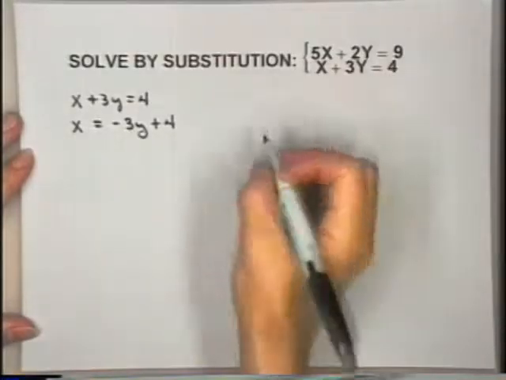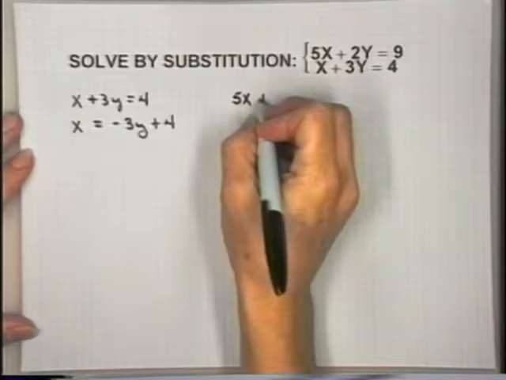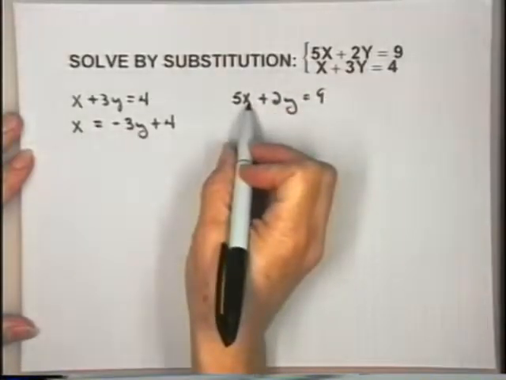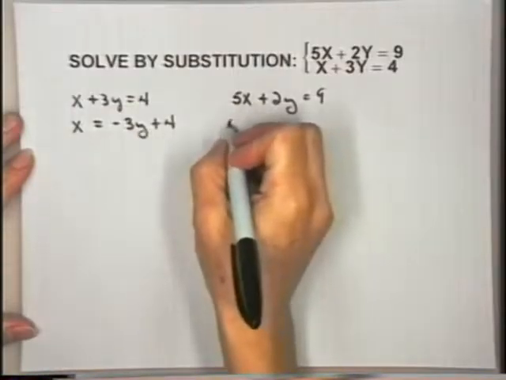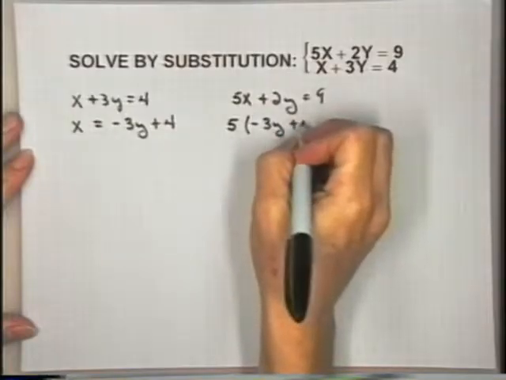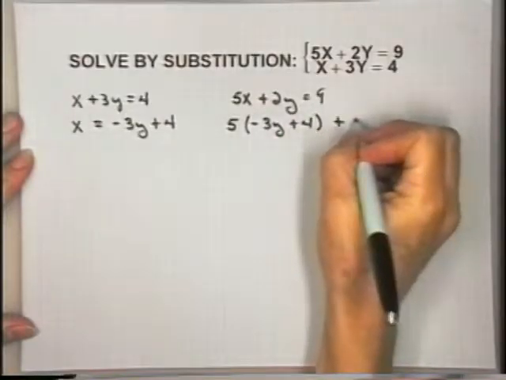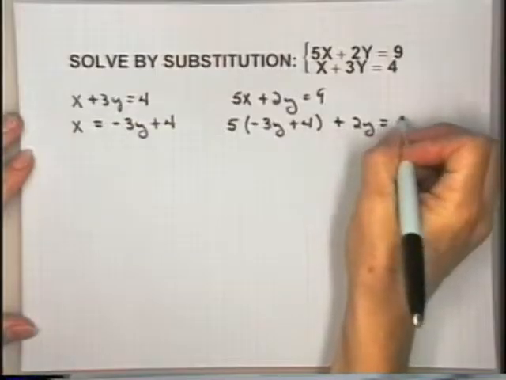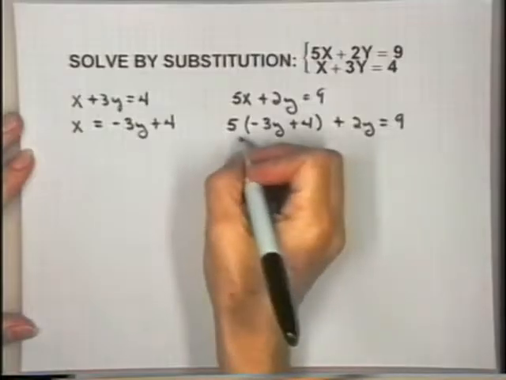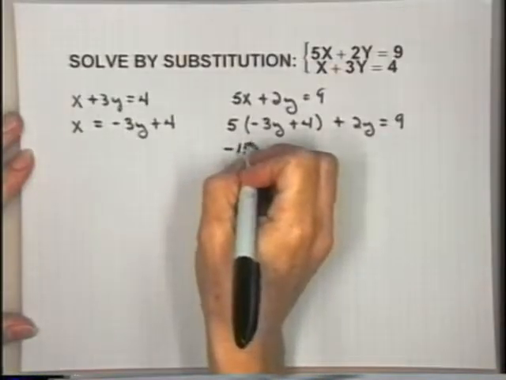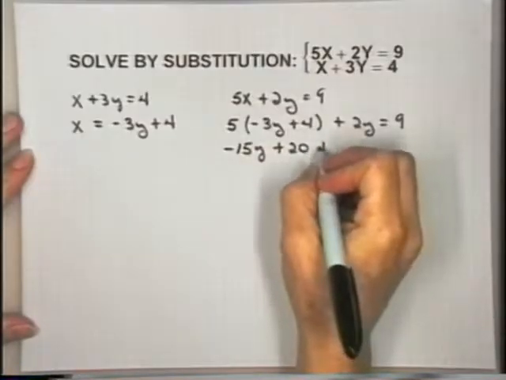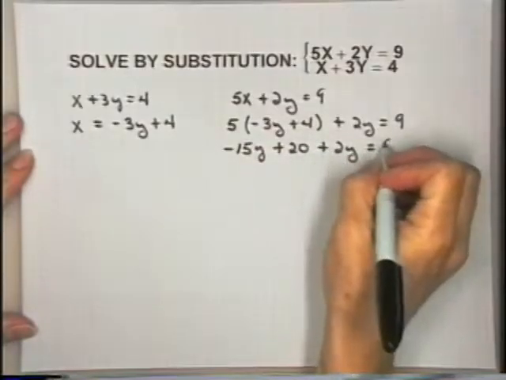Well, the other equation is 5x plus 2y equals 9. So I'm going to replace x in this second equation with this expression. I have 5 times negative 3y plus 4, and then bring down my plus 2y is equal to 9. Now, we will distribute to remove our parentheses. So multiplying, I have negative 15y plus 5 times 4 is 20 plus 2y is equal to 9.